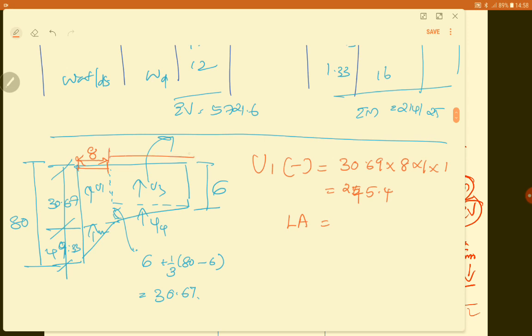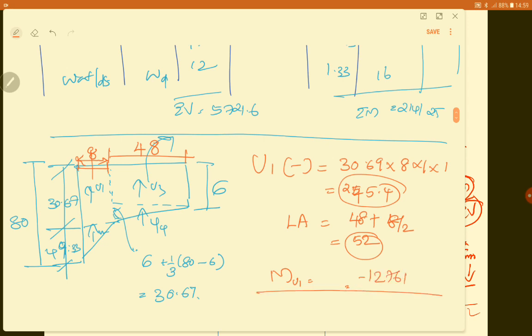Now, what is the lever arm there? This distance is equal to 56 minus 6 is 48. Okay, now 48 plus what? Center of this point, that is 8 by 2, right? So the lever arm will be at 52. So what will be the moment at U1? At U1 you multiply these two things, and you will be getting it as minus 12761. Okay, so this is the case of U1.